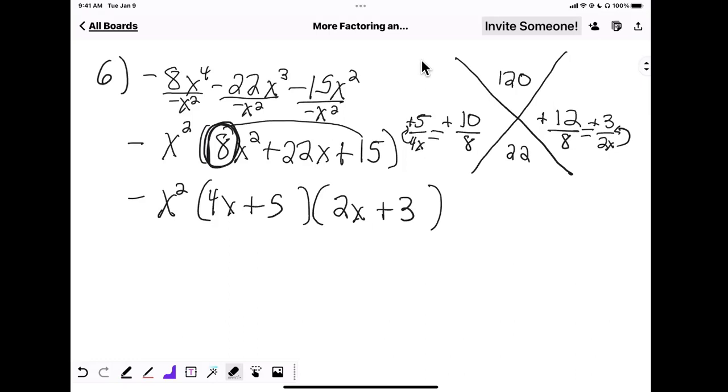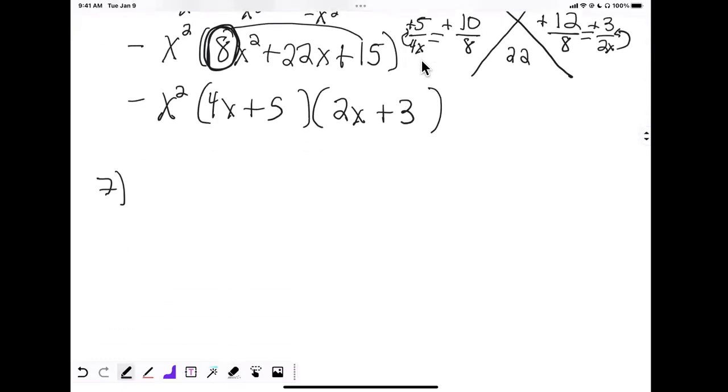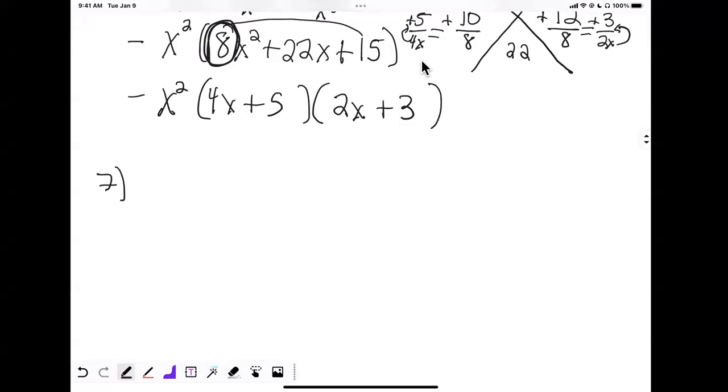All right, this is why I don't like the AC method all the time. Granted, it doesn't happen all the time, but here's a problem. Okay, so 4w squared minus 36w plus 81. I hope you would know what to do with this problem without doing the AC method. We'll talk about that in a second.